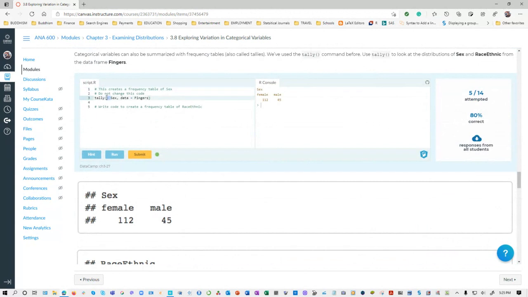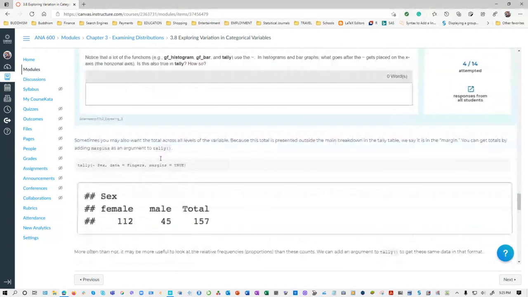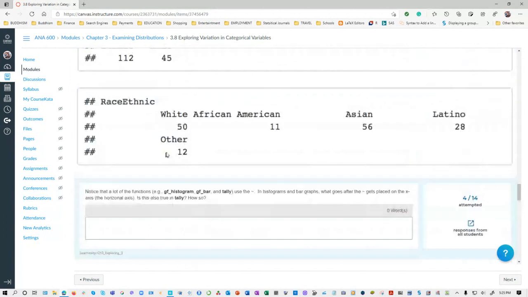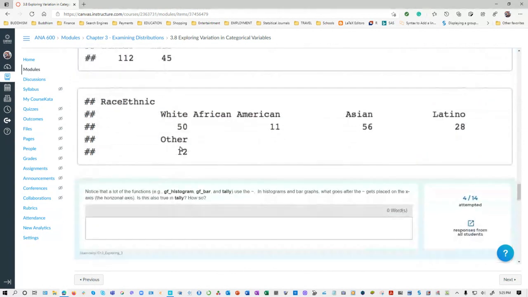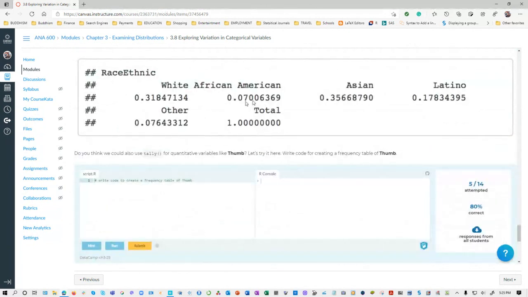For categorical data, you go to tally, give the variable with the data, and run. You do the same thing, but you can say margins equals TRUE. You get the marginal values. Margins means marginal totals, so you can get the totals too.